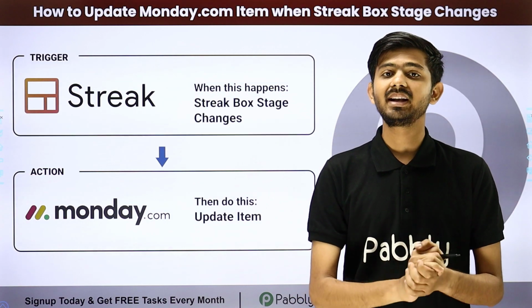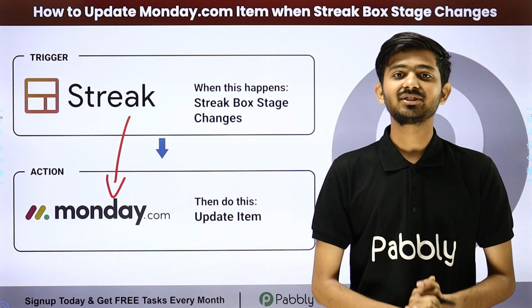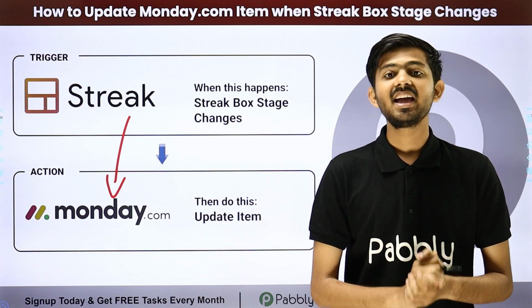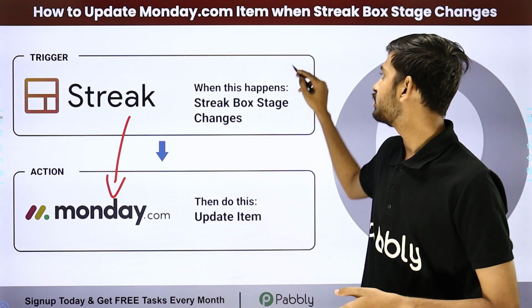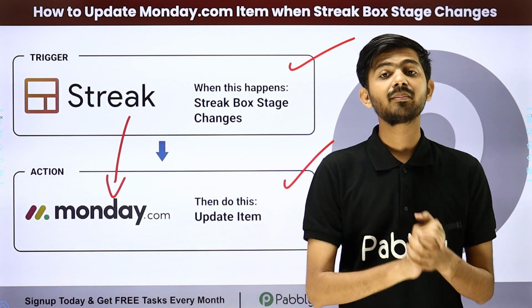For that, I have to build a simple connection between Streak CRM and Monday.com. For building this connection, I'm going to use Pabbly Connect, which is an amazing software for automation and integration. In Pabbly Connect, I have to use trigger and action. In the trigger application, I'm going to use Streak CRM. In the action application, I'm going to use Monday.com. So how am I going to build this connection?